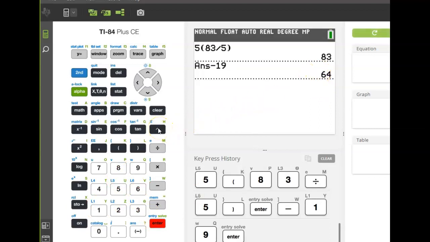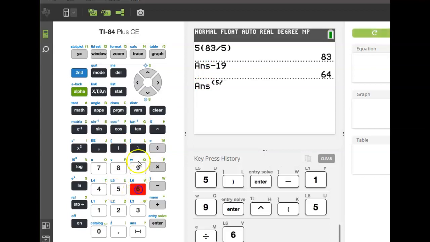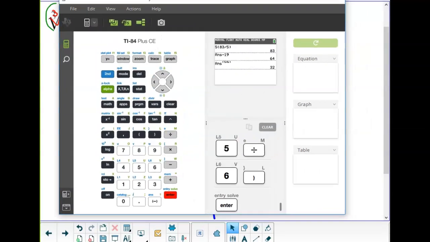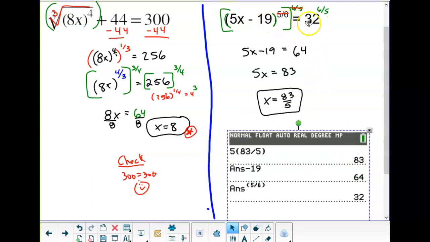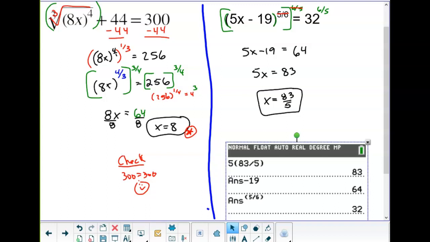And then we have to take that answer. So all I'm going to do is hit the caret, and it's going to ask you want your answer to what power? And now it was 5/6 power. And if we did everything right, we should get the left side being 32 and the right side is 32. So if I did all that in my calculator, I just need to tell the person reading that 32 is equal to 32, and that means I'm happy that that answer works.